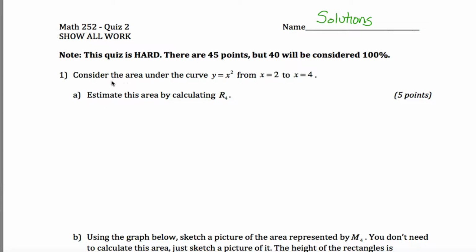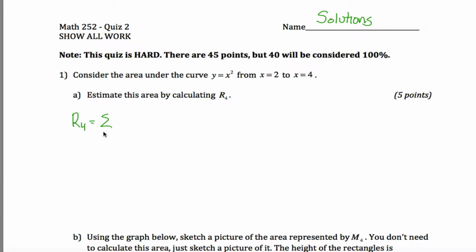The first question asks you to essentially estimate the area under this curve from here to here. And it wants you to estimate it by calculating R4. So to figure out the height of the rectangles that you will be using, you'll use the right endpoint. So you can do this a couple of ways, or you can denote this a couple different ways.